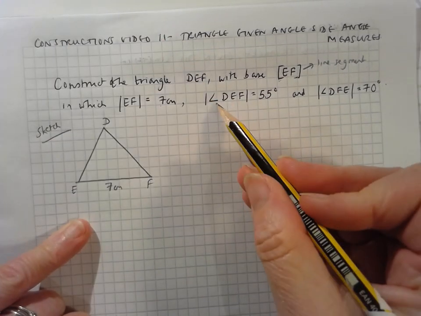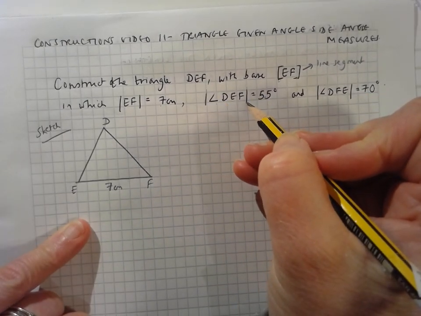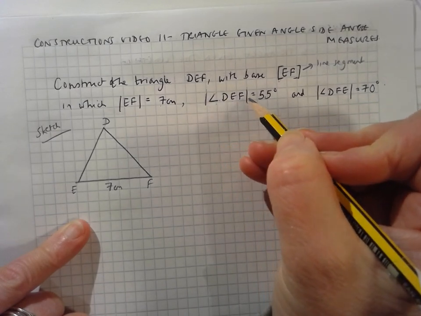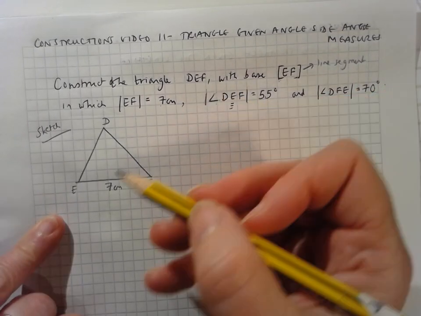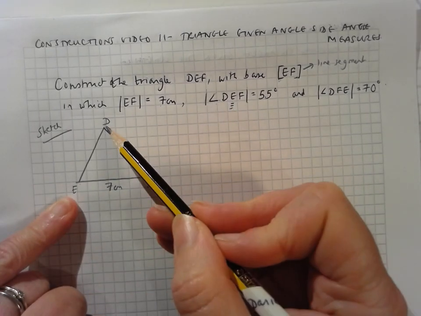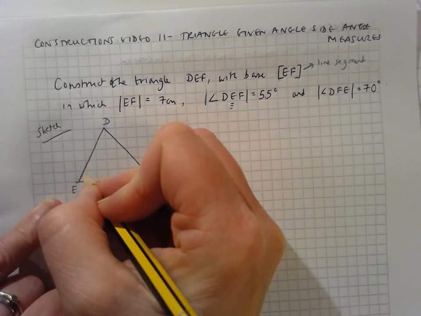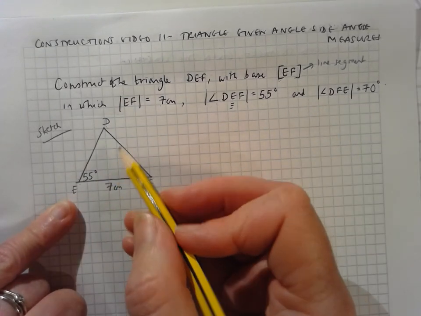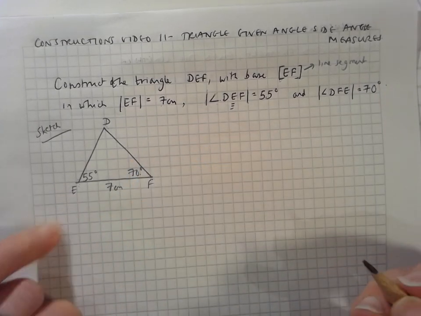And then the measure of angle DEF equals 55 degrees. Straight up lines mean the measure of, and this symbol means angle. And remember, it's the central letter that's key. DEF is the angle at E, made up of an angle that goes from D to E to F. So that angle there is 55 degrees. And the measure of angle DFE, this angle here, is 70 degrees. Okay, so we're being asked to construct that triangle.